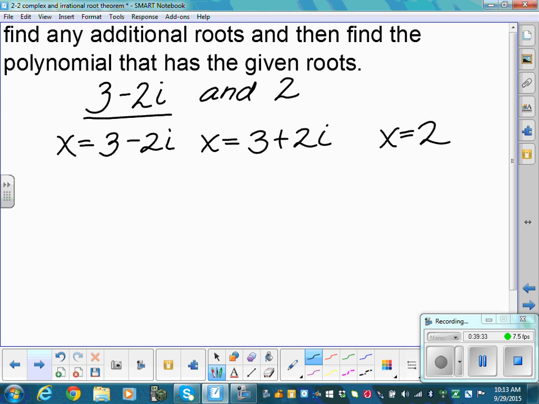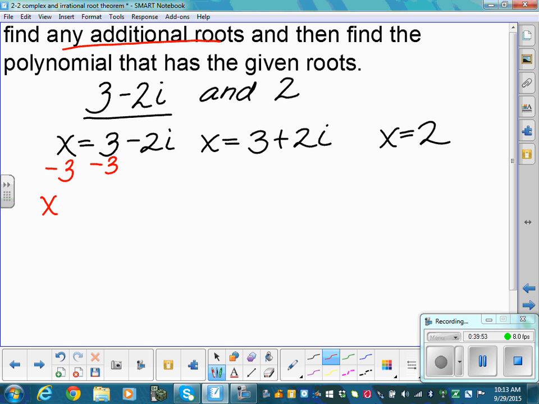Okay, so we need to keep going with this because this one asks us, find the additional roots, we did that part, and find the polynomial that has the given roots. So we know how to work backwards, right? Given this, we can work backwards and find the polynomial. So what we're going to do is we need to get this side equal to 0. So I'm going to subtract 3 from both sides.